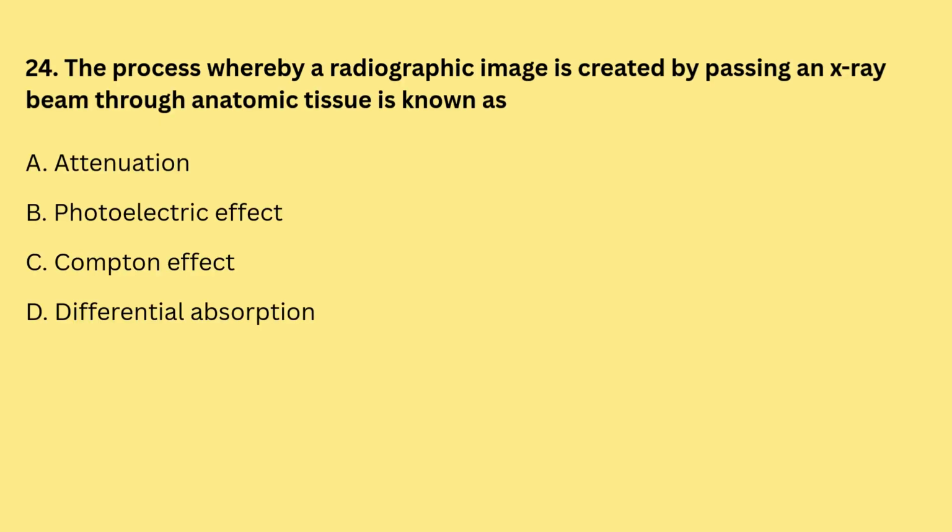Number 24. The process whereby a radiographic image is created by passing an X-ray beam through anatomic tissue is known as A. Attenuation, B. Photoelectric effect, C. Compton, D. Differential absorption. Answer is D, differential absorption.